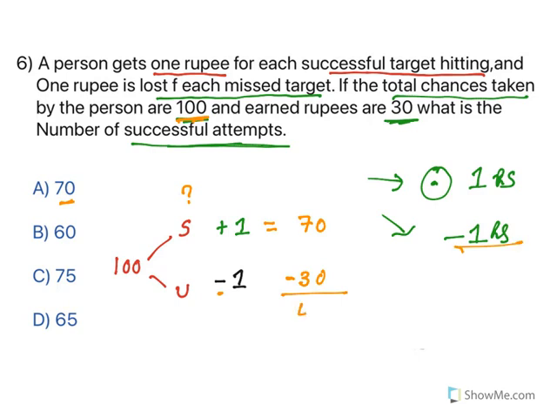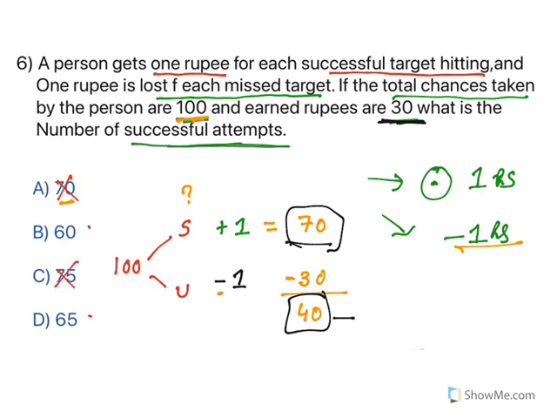So what happens? 40. Right? But what does he say? He earned 30 rupees. So here the amount is more. So that means the successful attempts are less than 70. Right? So 70 is ruled out, and above 70 is ruled out. So less than 70, you have 2 options.